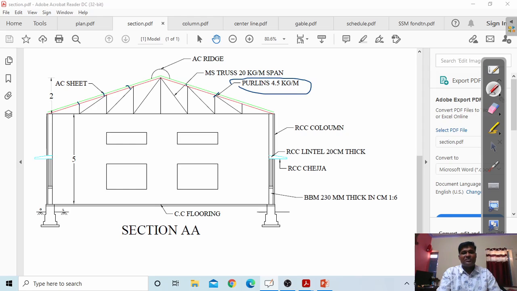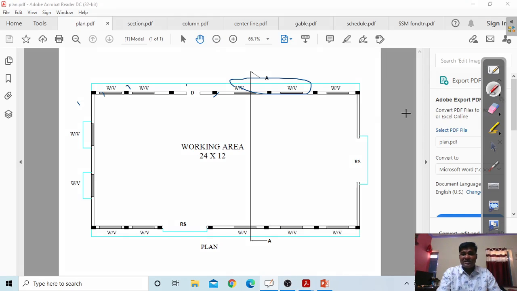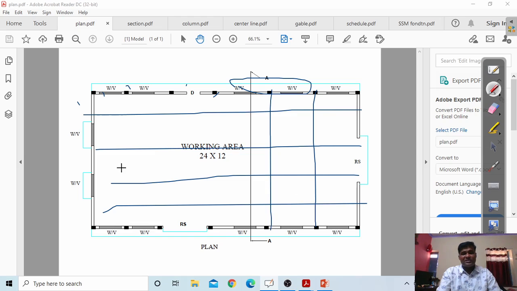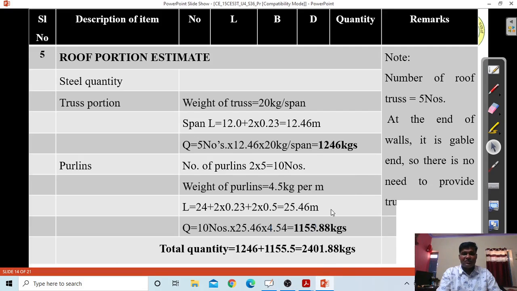The purlins weight is 1.5 kg per meter. It will go along the length direction, that is, it is going to span in this direction from here to here, from here to here. So these are the purlins. The trusses will be coming in this direction. The length is 24 plus 0.23 plus 0.5 meter projection, provided for cutting the rainwater, so the length is 25.46 meters.